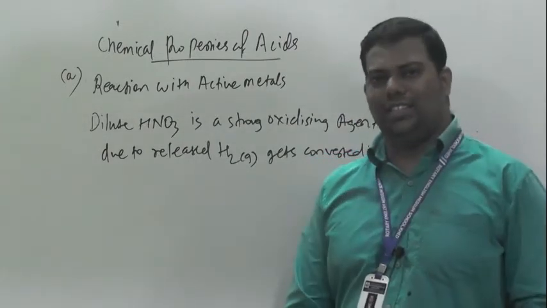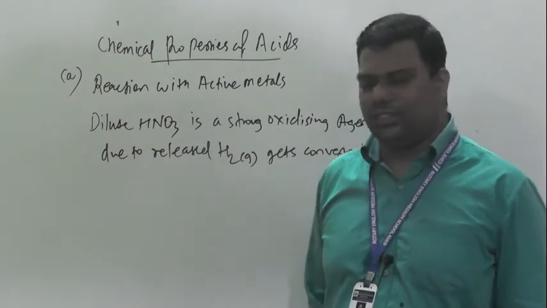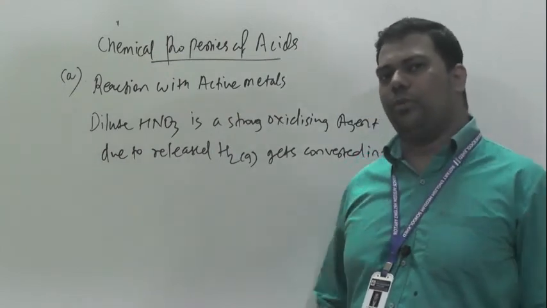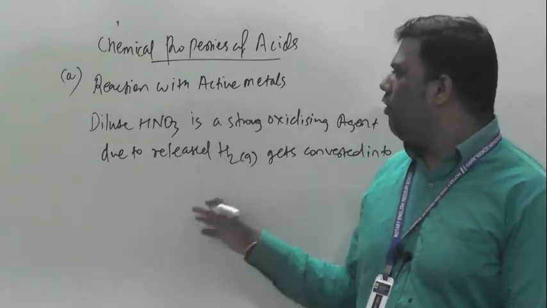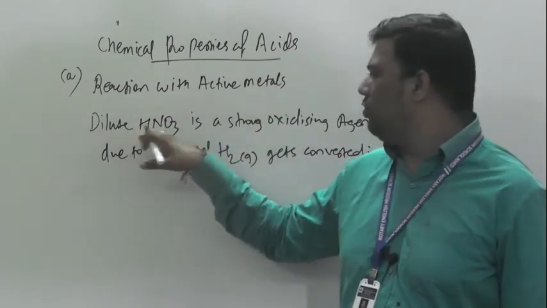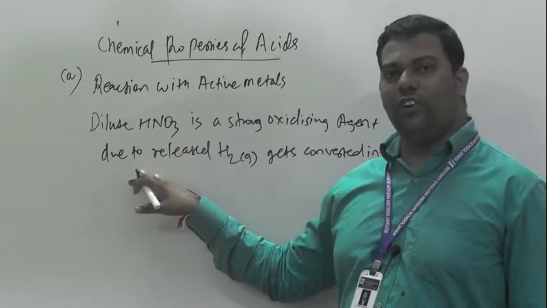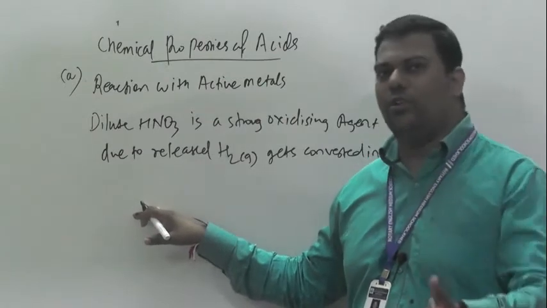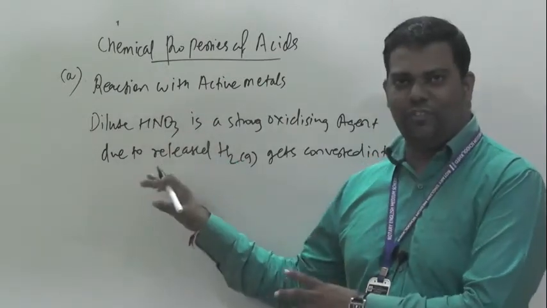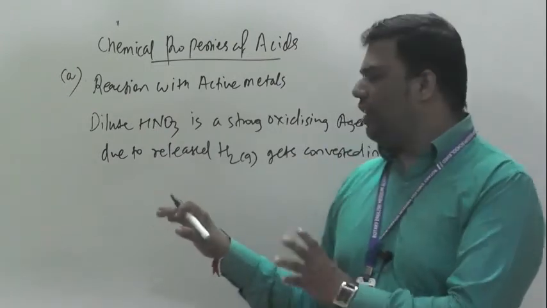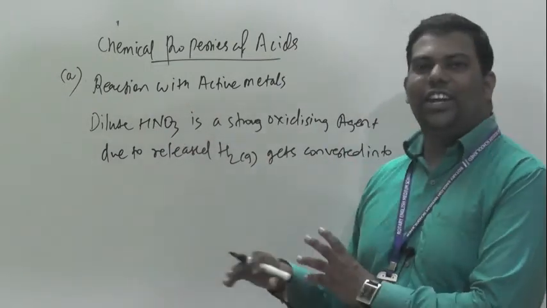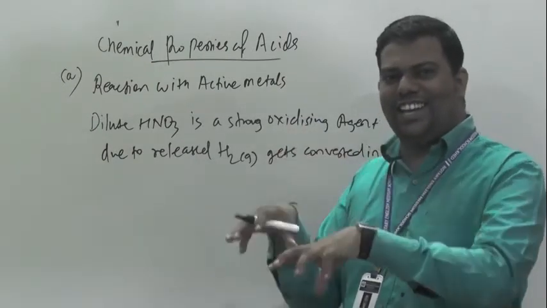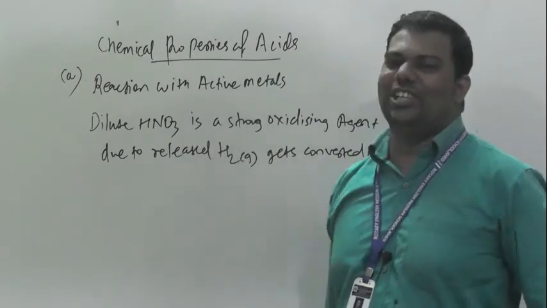All acids react with active metals, but when it is dilute HNO3, it will not react with your metal in the usual way. Basically, because dilute HNO3 is a strong oxidizing agent. Obviously H2 is released when a metal reacts with an acid, but dilute HNO3 is one of the exceptional cases. It will oxidize, so the H2 gas released in that reaction will convert into H2O.